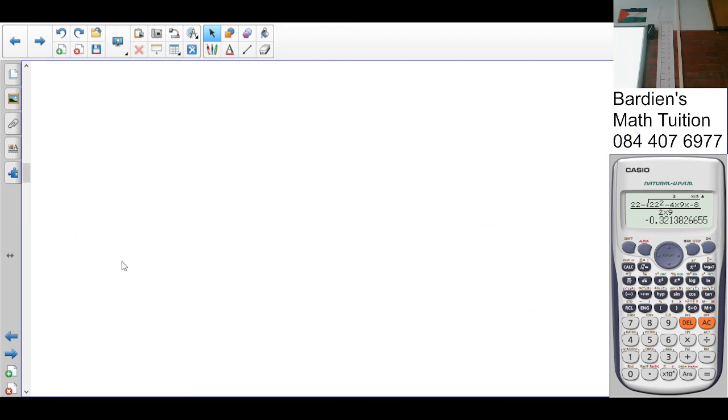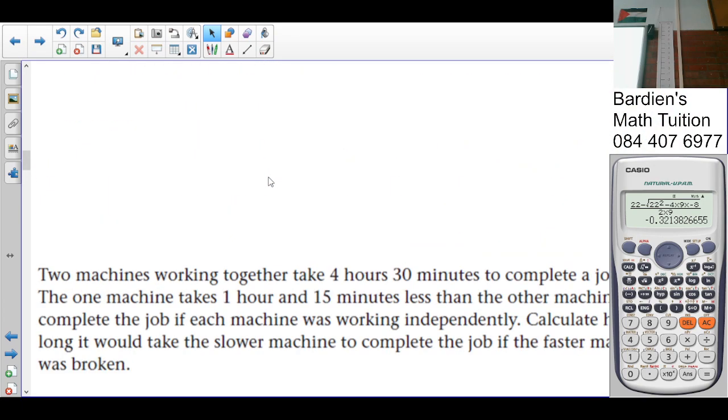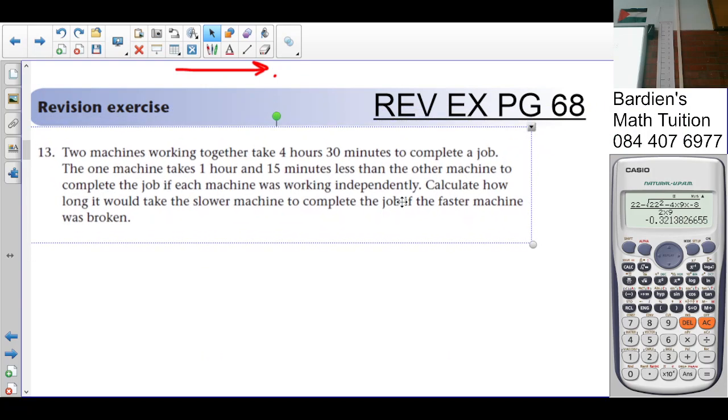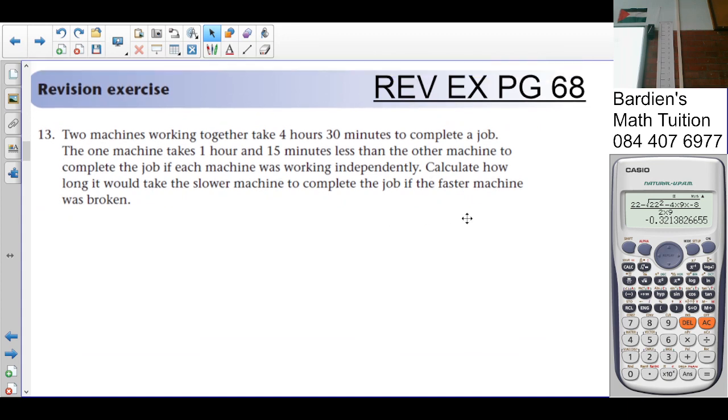And then number 13. Number 13, we are told that two machines working together take 4 hours 30 minutes to complete a job. One machine takes 1 hour 15 minutes less than the other machine to complete the job if each machine was working independently. Calculate how long it will take the slower machine to complete the job if the faster machine was broken.